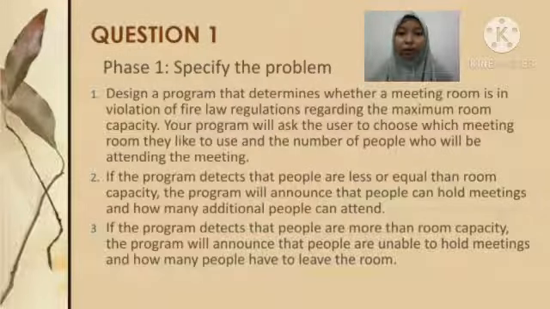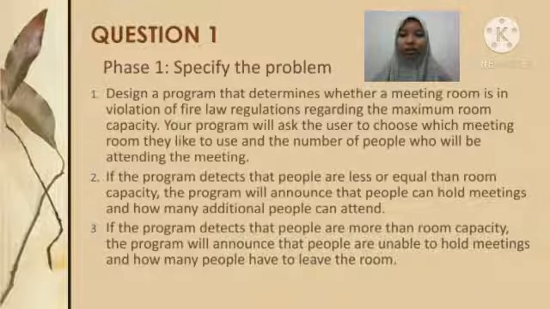In the problem-based task, I present question 1. First, phase 1, specify the problem: design a program that determines whether a meeting room is in violation of fire law regulation regarding the maximum room capacity. Your program will ask the user to choose which meeting room they would like to use and the number of people who will be attending the meeting.